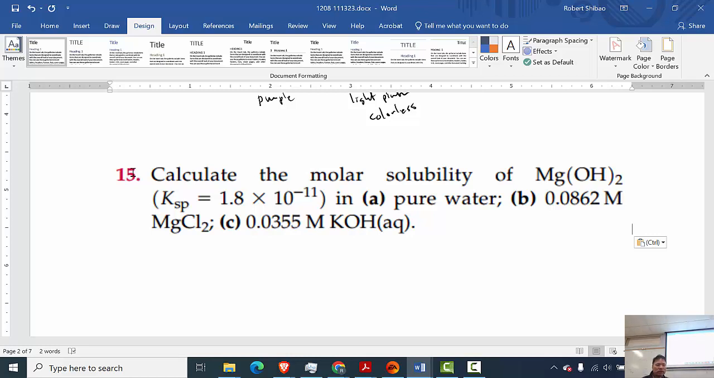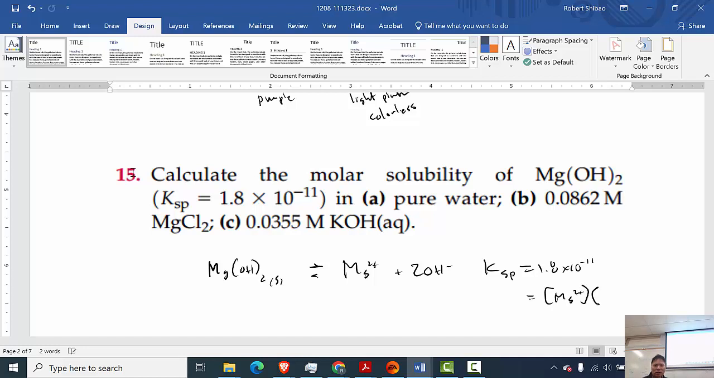Okay, whenever we're dealing with solubility, that is dissolution or precipitation, we want to write out the KSP equation. The KSP equation is going to be magnesium hydroxide solid goes to magnesium 2 plus and 2 hydroxides. The KSP for this is 1.8 times 10 to the minus 11, and this is going to equal the magnesium concentration times the hydroxide ion concentration squared.